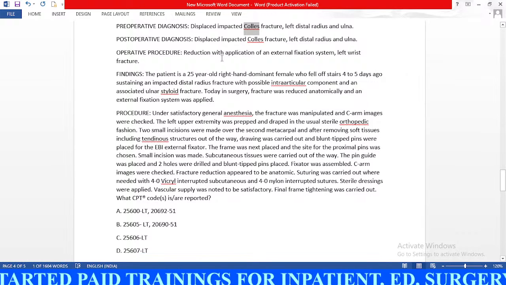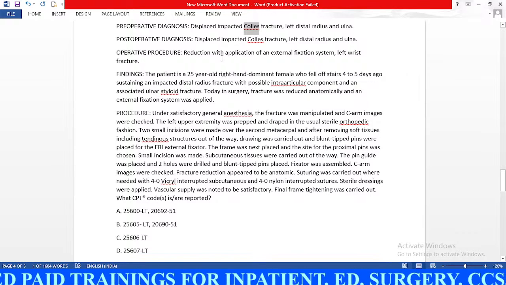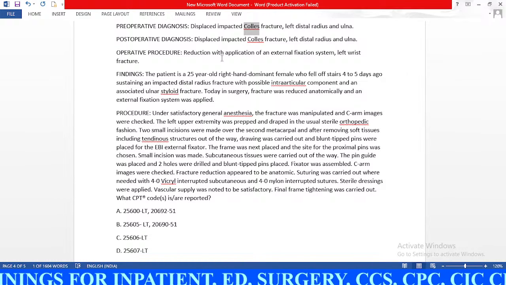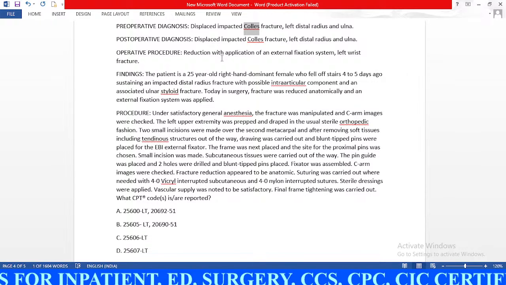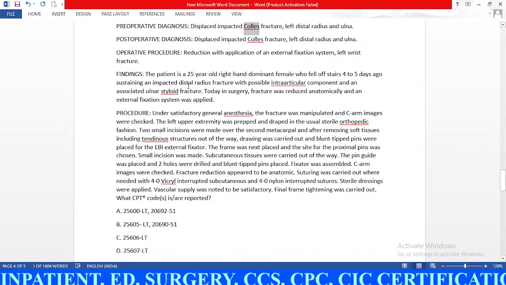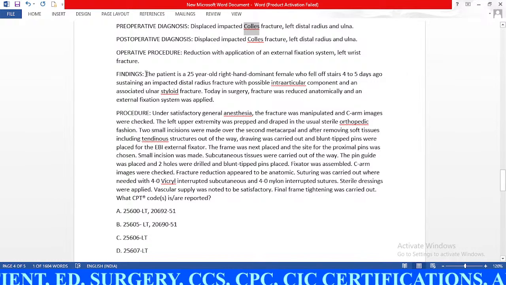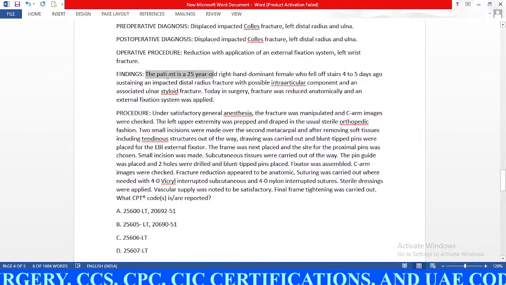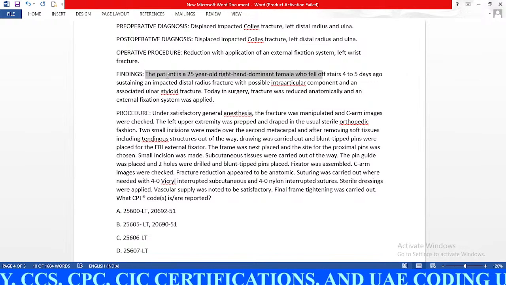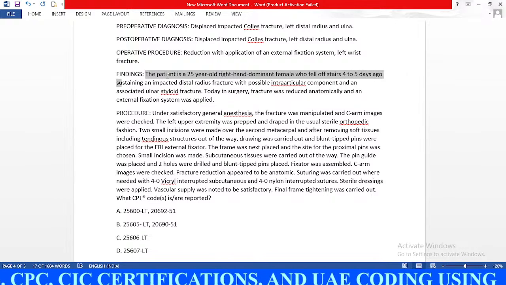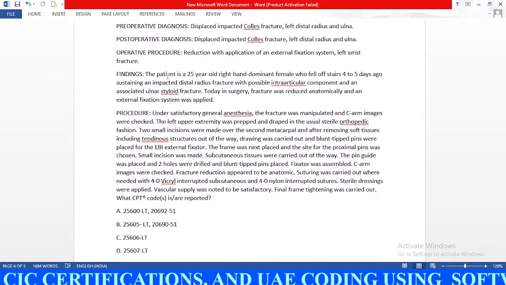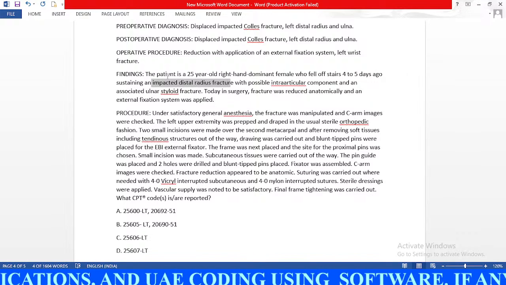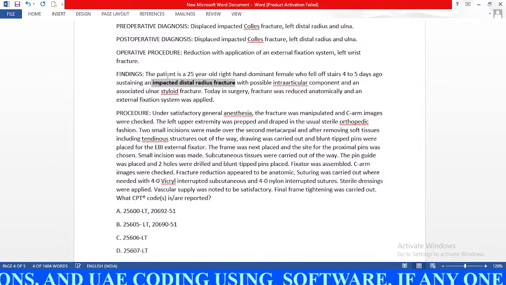So basically here physician is manipulating or performing the reduction and applied external fixation system. So here physician will not open the fracture site. We will check that. Findings: the patient is a 25-year-old right hand dominant female who fell off stage 4 to 5 days ago, sustaining an impacted distal radius fracture. So these are the very important keywords. What site of the fracture is, sorry, bone is damaged here.